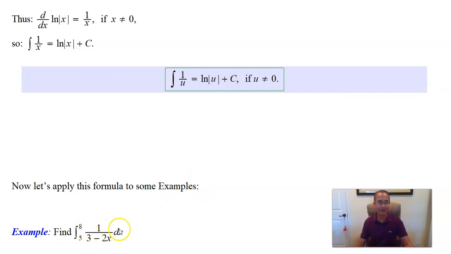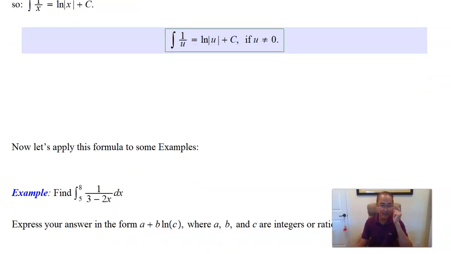We're going to start with this guy over here. We want a definite integral from 5 to 8 of 1 over 3 minus 2x dx. Okay, so first let's make sure we're not dividing by 0. The only point where this is 0 is when x is 3 over 2. Okay, 3 over 2 is to the left of 5, 1.5. So 1.5 is not found in this interval at all.